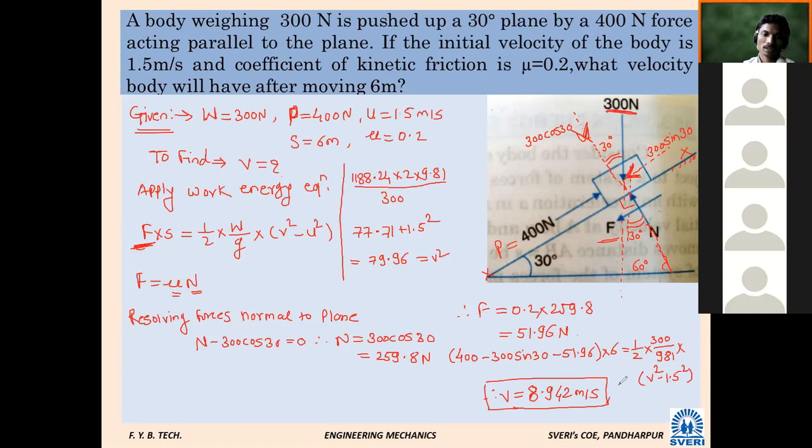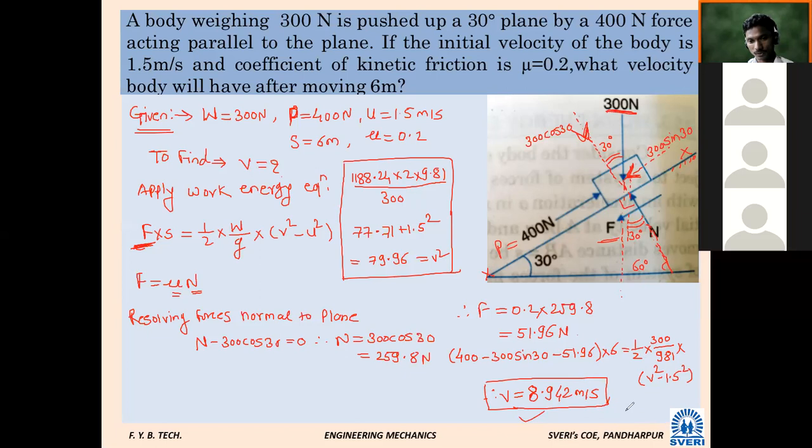If you do it step by step, and make even a little mistake, you will come across a problem. That's why I was asking you the calculation steps. So the correct answer for this is 8.942 meter per second. It means the final velocity the body will have.